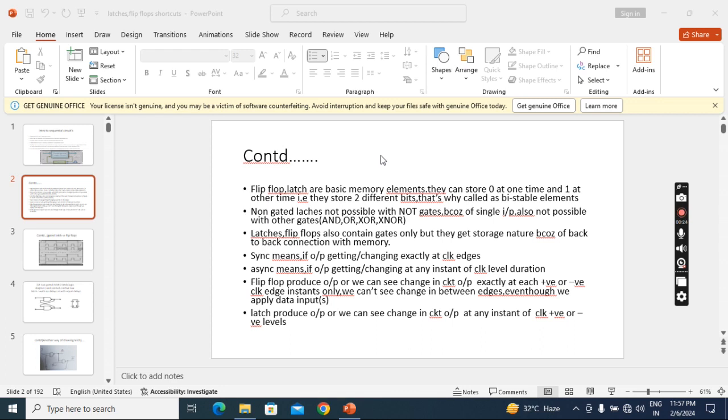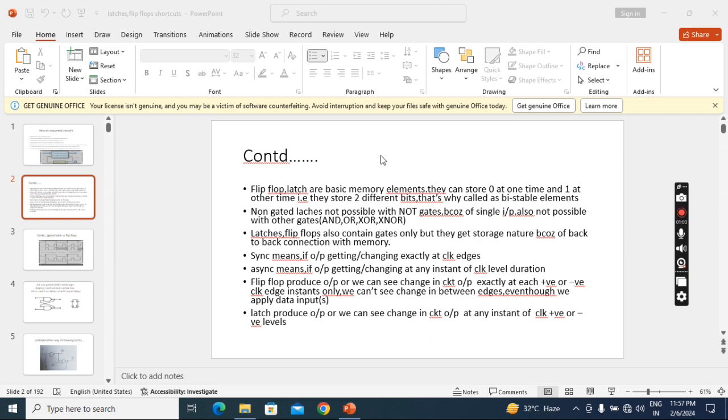Okay, generally we construct non-gated latches with NAND gates and NOR gates. We don't use NOT gates because a NOT gate contains only one input. We cannot give feedback because there is no other input, and we don't use AND or XOR, XNOR also. These latches and flip-flops both contain gates only, like combinational circuits, but because of the feedback nature we are getting memory nature.